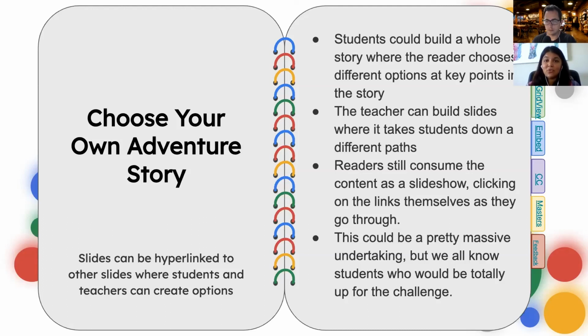Students can build a story where the reader chooses their different paths. So I know I used to read, I think it was Goosebumps when I was younger, and you would pick what would happen just by going to a different page. You can make this digital. And this could be a pretty massive undertaking, but we know that there are some students that would want this challenge, that would rise up to it, that would be like, well, how could I do this better? How could I make this more complicated for myself?